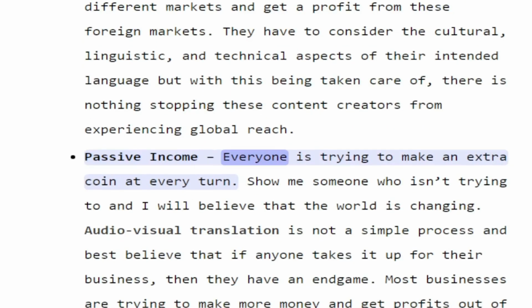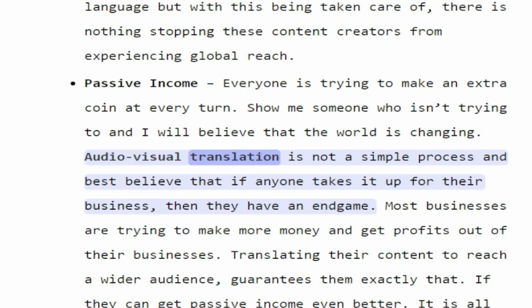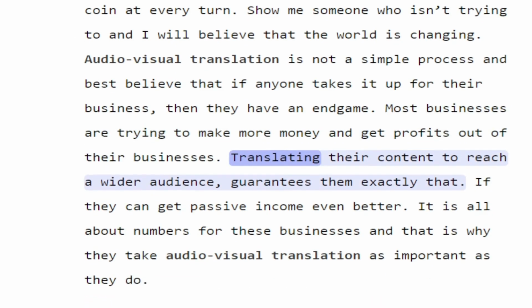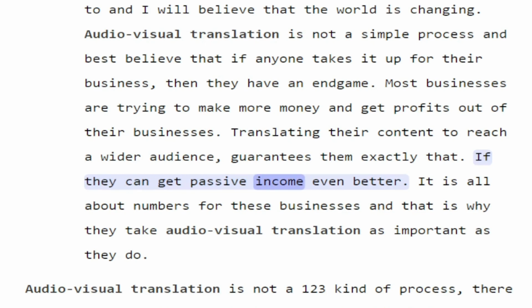Passive income. Everyone is trying to make an extra coin at every turn. Show me someone who isn't trying to, and I will believe that the world is changing. Audiovisual translation is not a simple process, and best believe that if anyone takes it up for their business, then they have an endgame. Most businesses are trying to make more money and get profits out of their businesses. Translating their content to reach a wider audience guarantees them exactly that. If they can get passive income, even better.